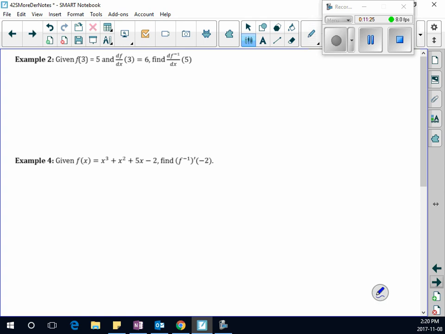Given f(3) is 5. So listen and picture this. 3 goes in, what comes out? 5. Do you understand that? So the inverse would be 5 goes in, 3 comes out. They're saying that the derivative when the x value is 3 is 6. They want you to find the inverse derivative at 5.